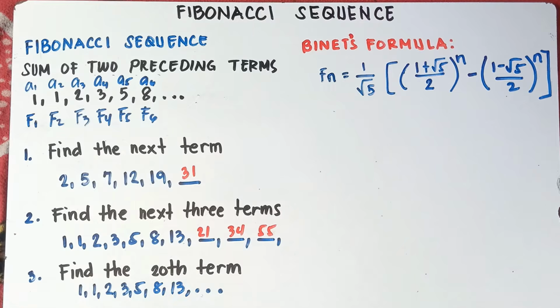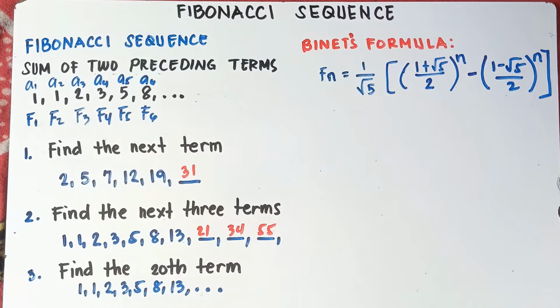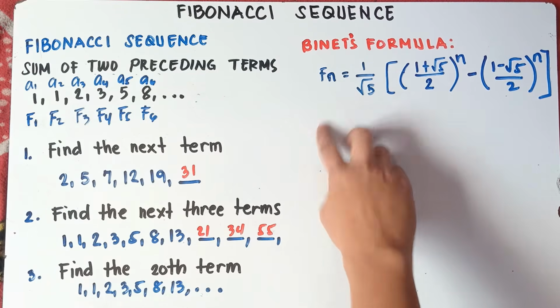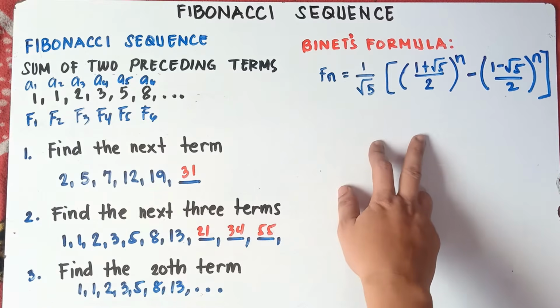Alright, so the next 3 terms, that would be 21, 34, and 55. Alright, so what if we have an example like this? Once again, Binet's formula, class, you can only apply this one if the given pattern is this one: 1, 1, 2, 3, 5, 8, 13, and so on. So if you're looking for the 50th term with this pattern, you can apply Binet's formula.